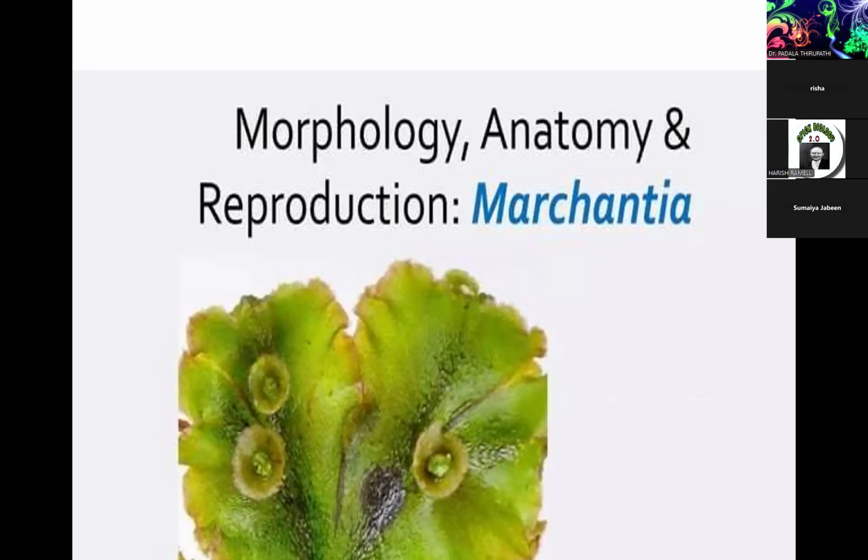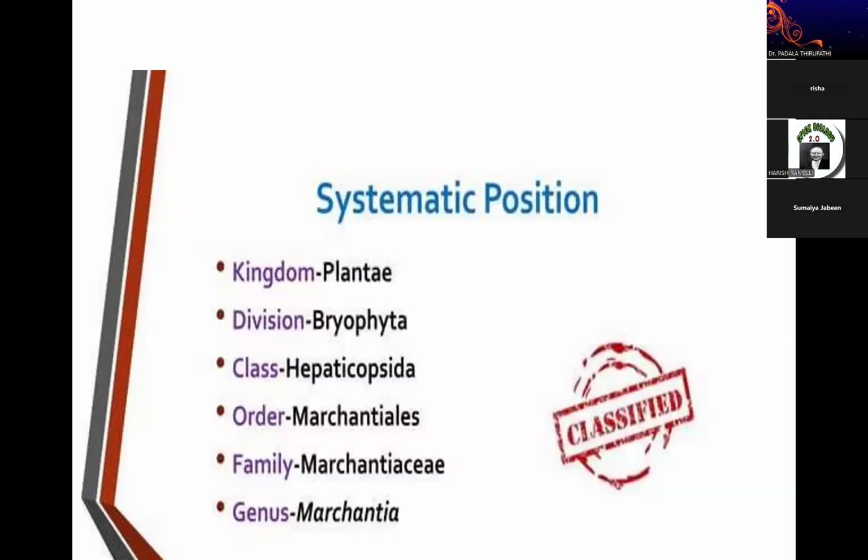Coming to the classification, whenever you are studying any type, we should know about the classification of that. Based upon its characters, classifications are given. Classification is also known as systemic position. It comes under the kingdom Plantae, and the division is Bryophyta. Under Bryophyta, it comes under the class Hepaticopsida, and under the class, the order Marchantiales. Order always ends with the suffix ales. So Marchantia name plus ales, if you add, that will become the order.